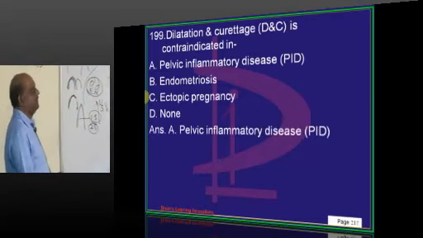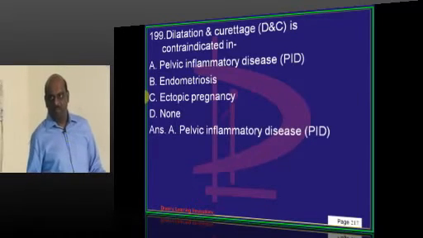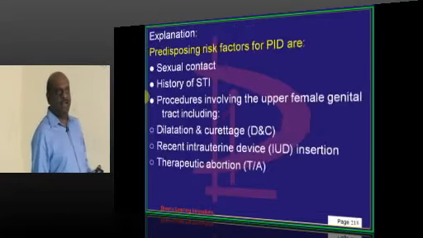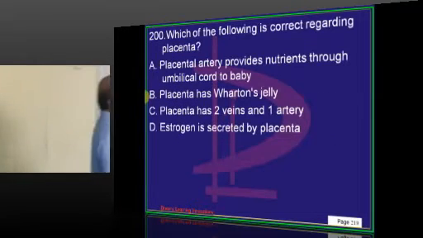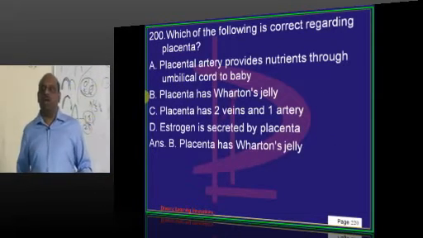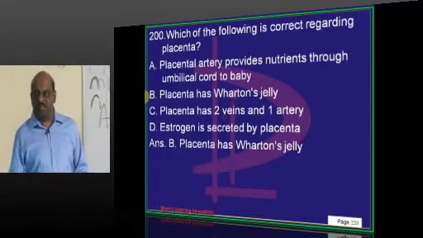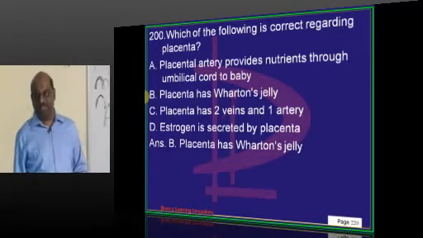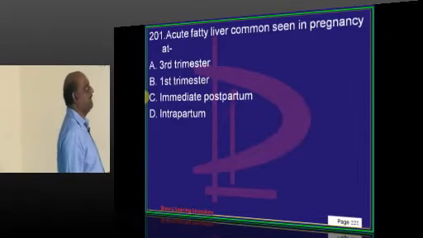Dilatation and curettage, we don't do in PID. And one of the predisposing factors for pelvic inflammatory disease is dilatation and curettage. Umbilical cord has got 2 arteries and 1 vein. If there is one artery only, you call it single umbilical artery, but it has got Wharton's jelly is what you need to appreciate.